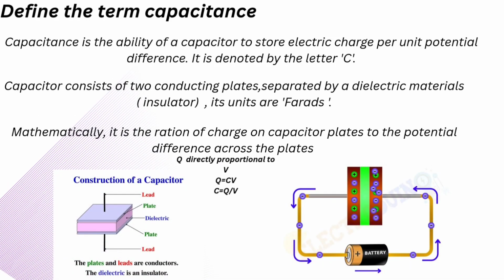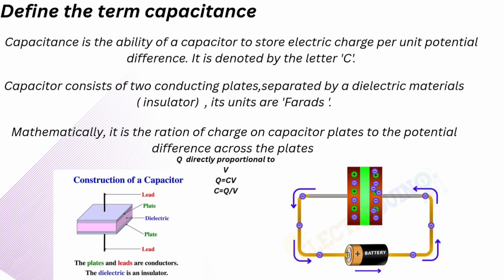Now, capacitance. Capacitance is the ability of a capacitor to store electric charge per unit potential difference. What is meant by a capacitor? It is a passive component that stores energy in between the two plates in the form of an electric field. Now coming to capacitance, it is the ability of a capacitor, meaning how much energy or charge will be stored per unit potential difference.